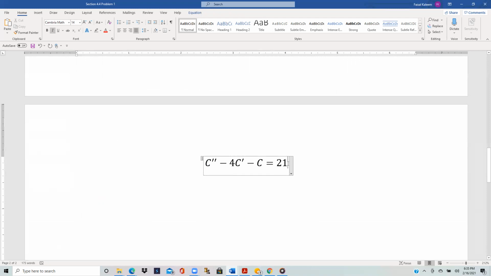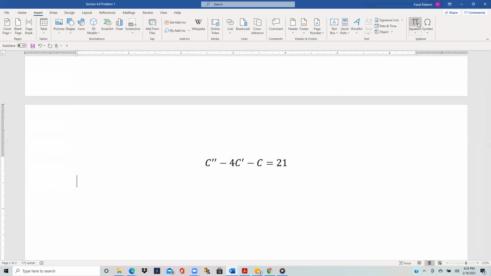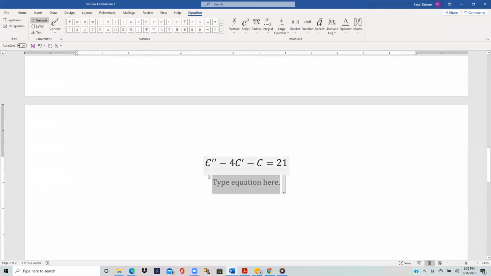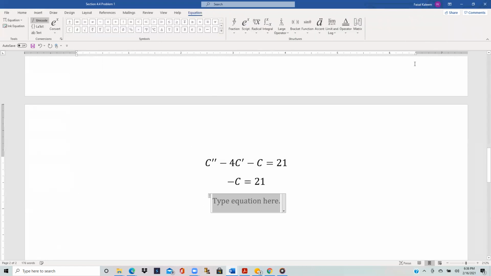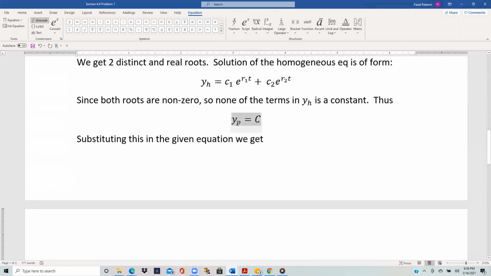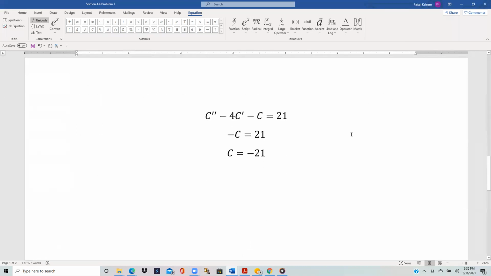So these two are 0. The c second derivative will also be 0. The first derivative of a constant is also 0. So we'll only have negative c is equal to 21. And that will give us c is equal to negative 21. So y_p was c, so it means y_p is negative 21.